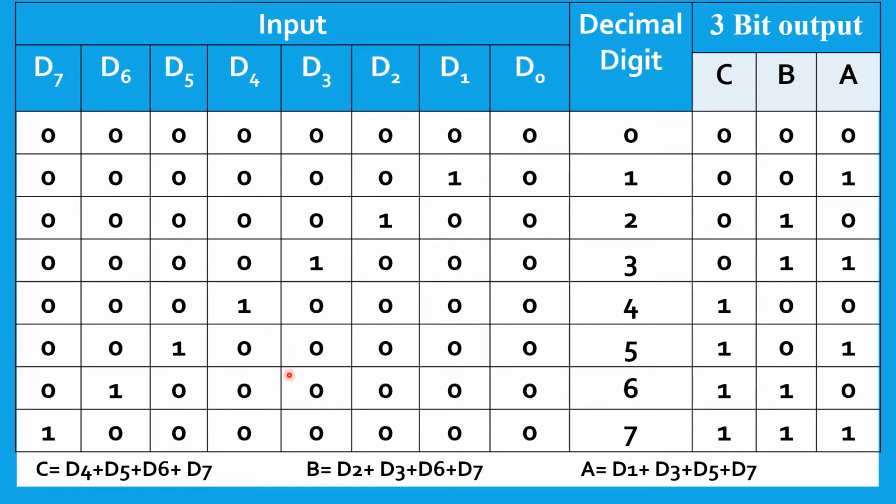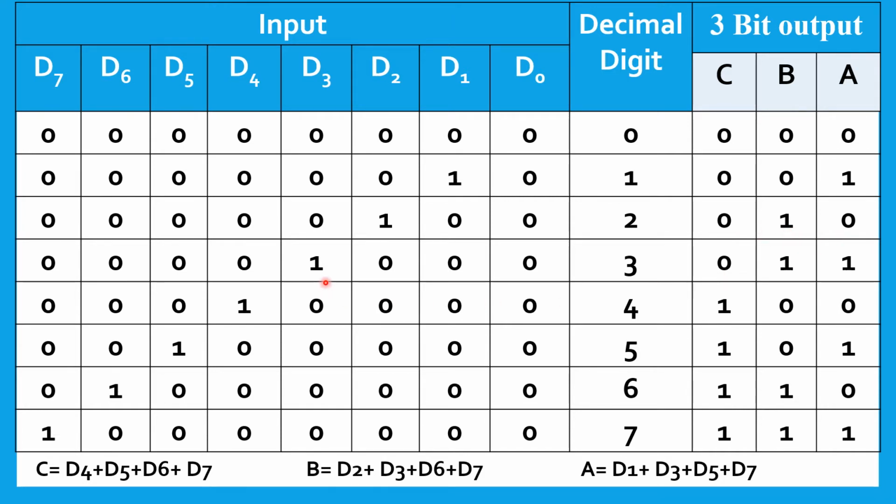The truth table of the octal to binary encoder is shown here. Here we can see that the inputs are D0, D1, D2, D3, D4 up to D7, and the binary outputs are A, B and C. The decimal equivalent of the input is shown here. When all the inputs are zeros, the decimal equivalent is 0 and the corresponding output is 0, 0, 0. When D1 is 1, the decimal digit is 1 and the output is 0, 0, 1. When D2 is 1, the decimal digit is 2 and the output is 0, 1, 0.